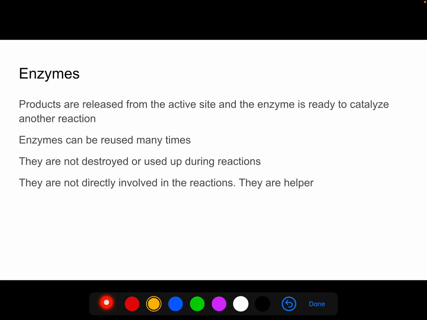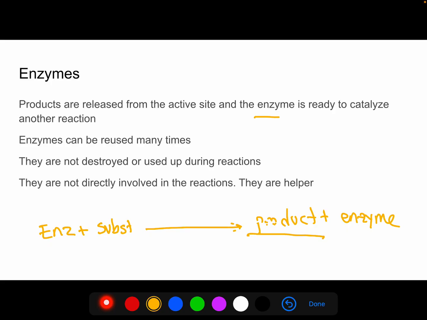Okay, after the enzyme binds to the substrate, they form the product. And the enzyme is still there. Nothing happens to the enzyme. Products are released from the active site, and now the enzyme is ready to catalyze another reaction. It can go and bind to another substrate.